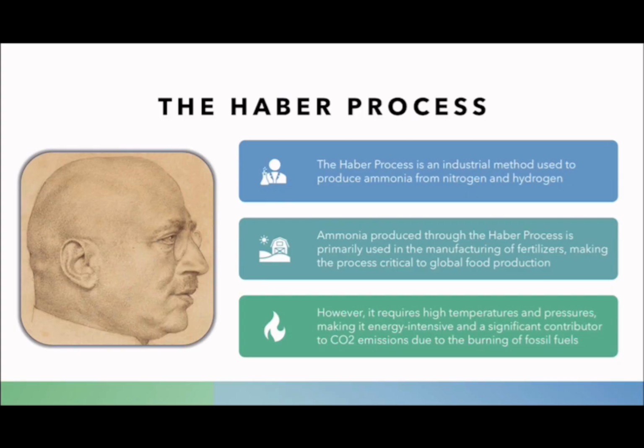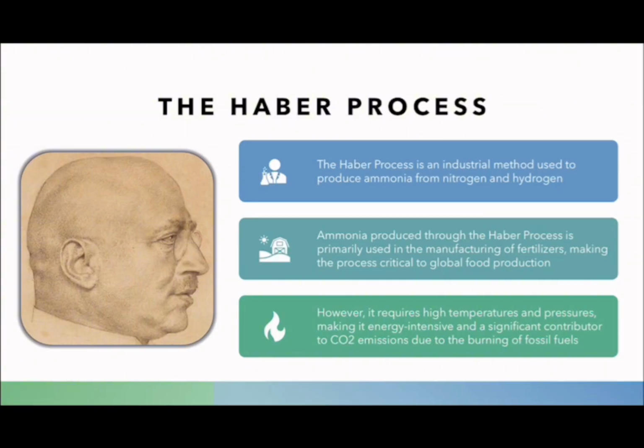The Haber process. But before we go into the Haber process, we have to know about Dr. Fritz Haber. He was a German chemist best known for his development of the Haber-Bosch process, in which he synthesized ammonia. The Haber process is an industrial method used to produce ammonia from nitrogen and hydrogen. He received a Nobel Prize for this chemistry work.